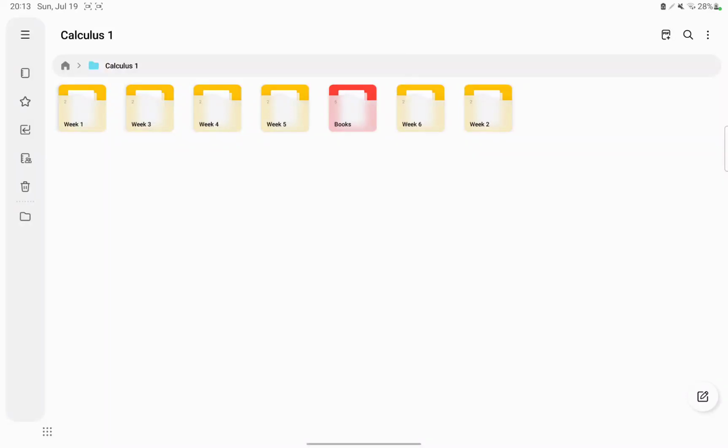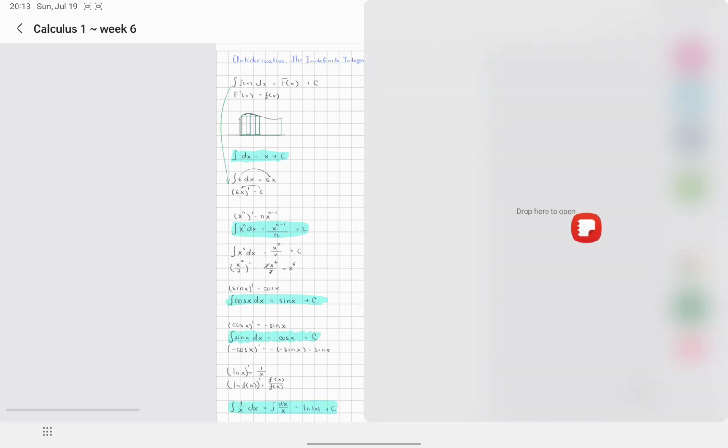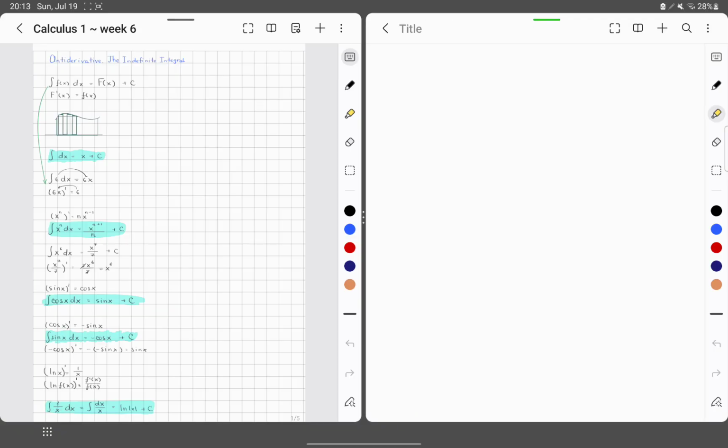Hello guys, as you know, I am trying to learn integrals and I really love this topic. This is my teacher's notes and I will review all of those notes and then do some exercises from the book.